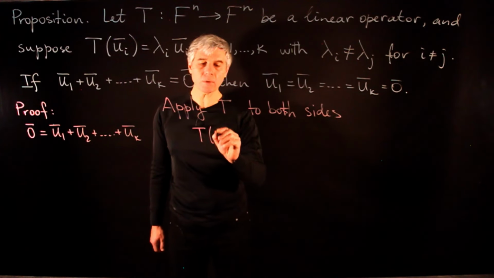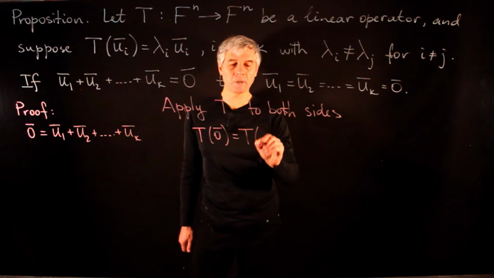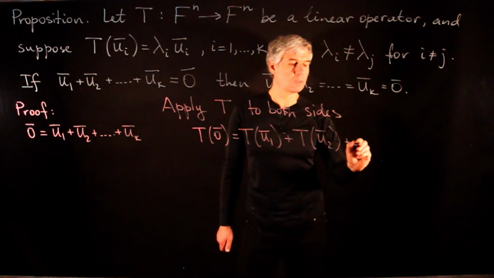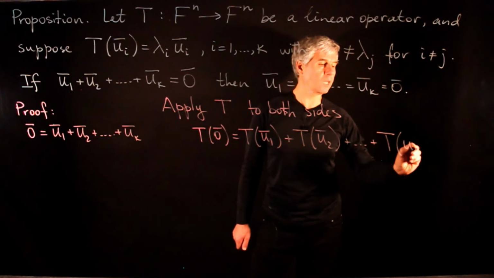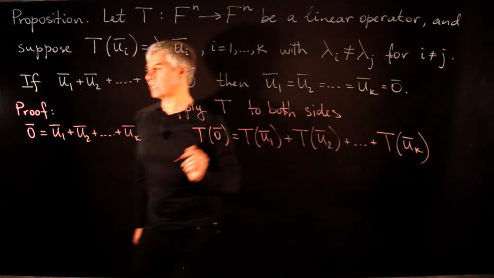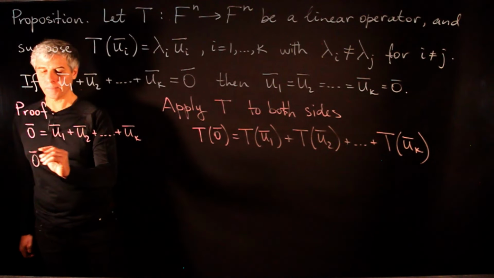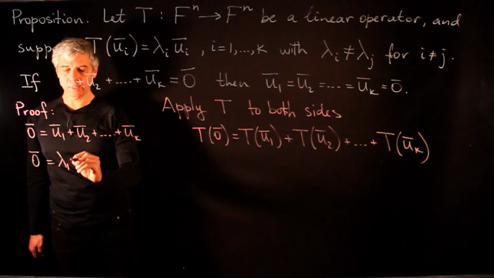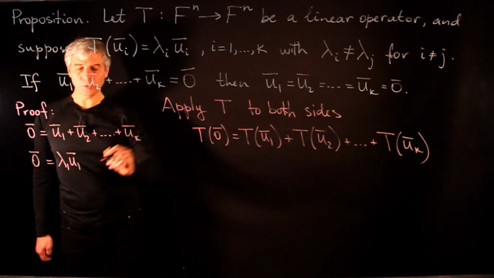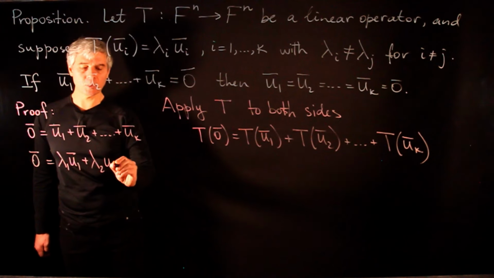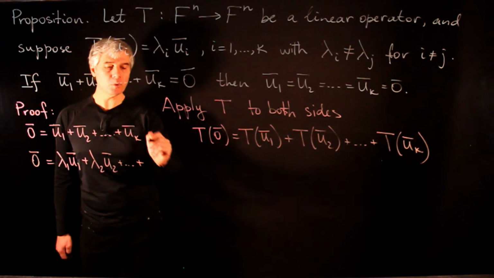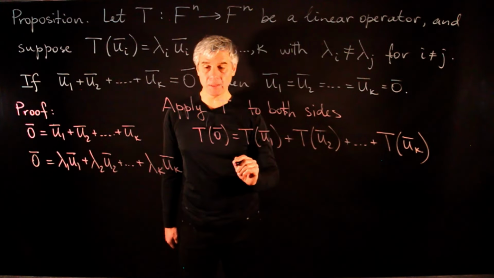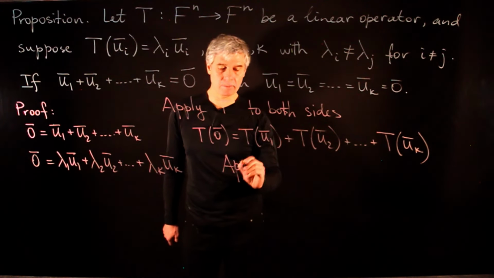We have T of 0 is equal to T of u1 plus T of u2 plus T of uk. But T of 0 is equal to 0, and T of u1 is equal to lambda 1 times u1. T of u2 is lambda 2 times u2. And T of uk is lambda k times uk. Now let us repeat this. So apply T again.